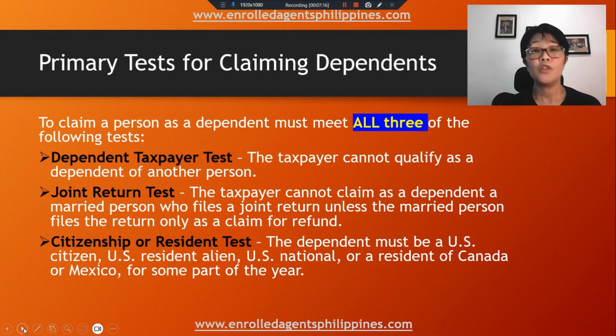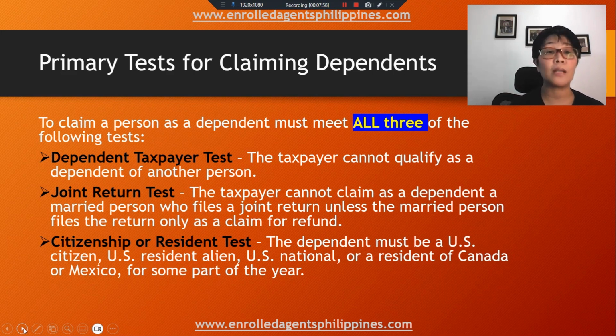Okay. So there are different types of tests in determining dependence. Itong tatlo na to, kailangan lahat masatisfy. Kasi pag ito pa lang nag-fail na isa or dalawa or lahat hindi naipasa, hindi mo na pwedeng ituloy. Ibig sabihin hindi mo na pwedeng i-claim as dependent yung tao. So, ano-ano ba yung primary test na to? So sabi dito, to claim a person as dependent, the dependent must meet all three. Hinighlight ko to guys. All three, hindi pwedeng isa, hindi dalawa. So kailangan lahat na to ma-meet.